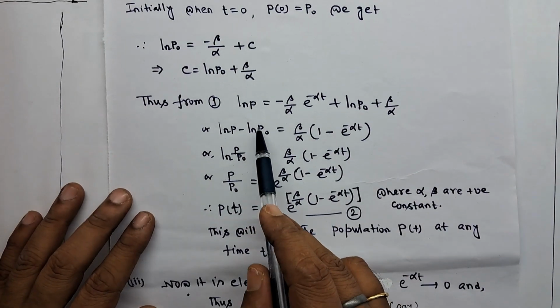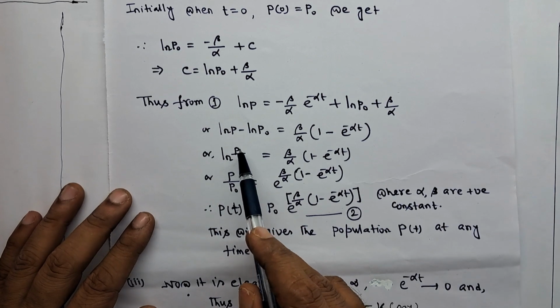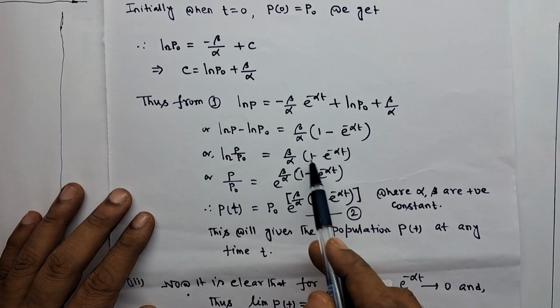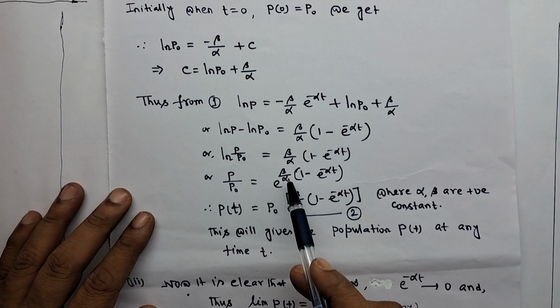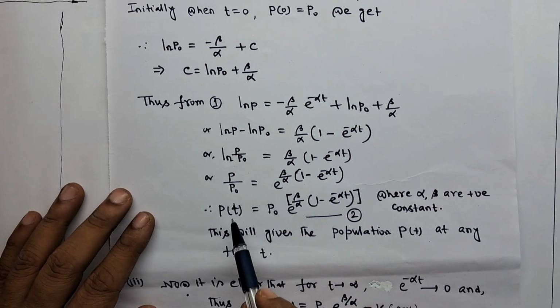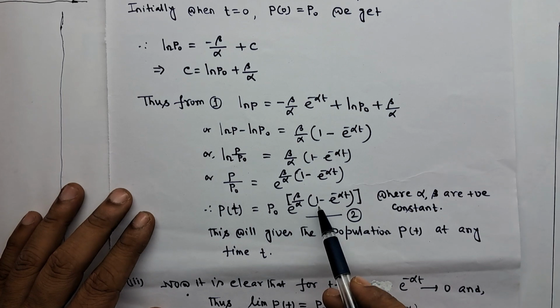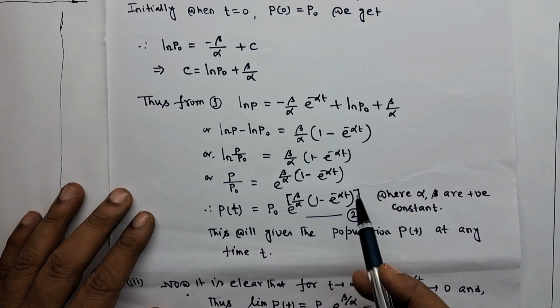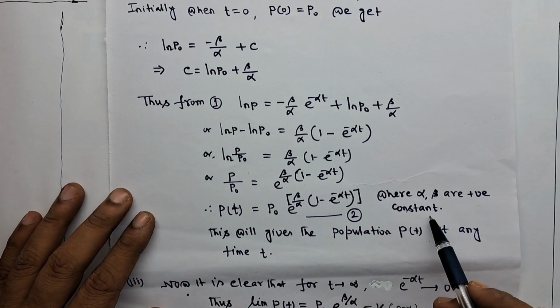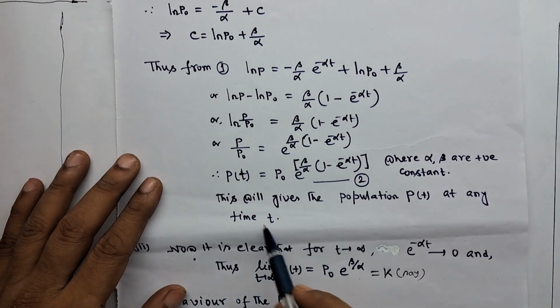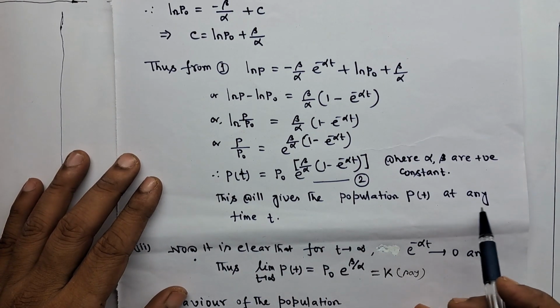By the property of log, ln(P/P0) equals this, so P/P0 equals e to the power beta by alpha times (1 minus e to the power minus alpha t). So we get P(t) equals P0 times e to the power beta by alpha times (1 minus e to the power minus alpha t), where alpha and beta are positive constants. This gives the population P(t) at any time t.